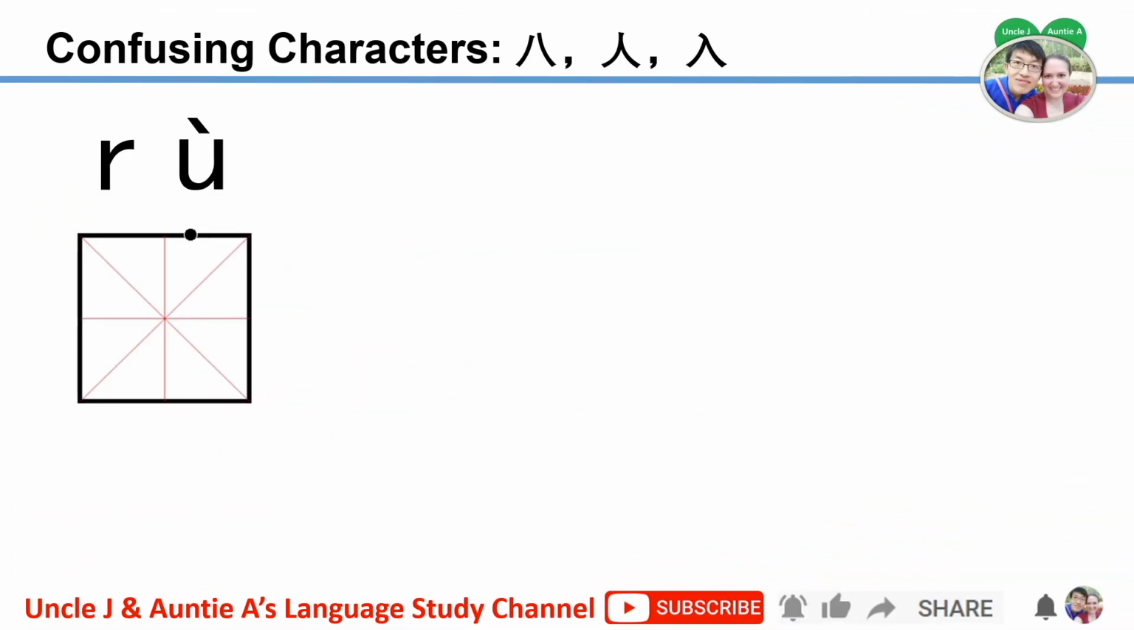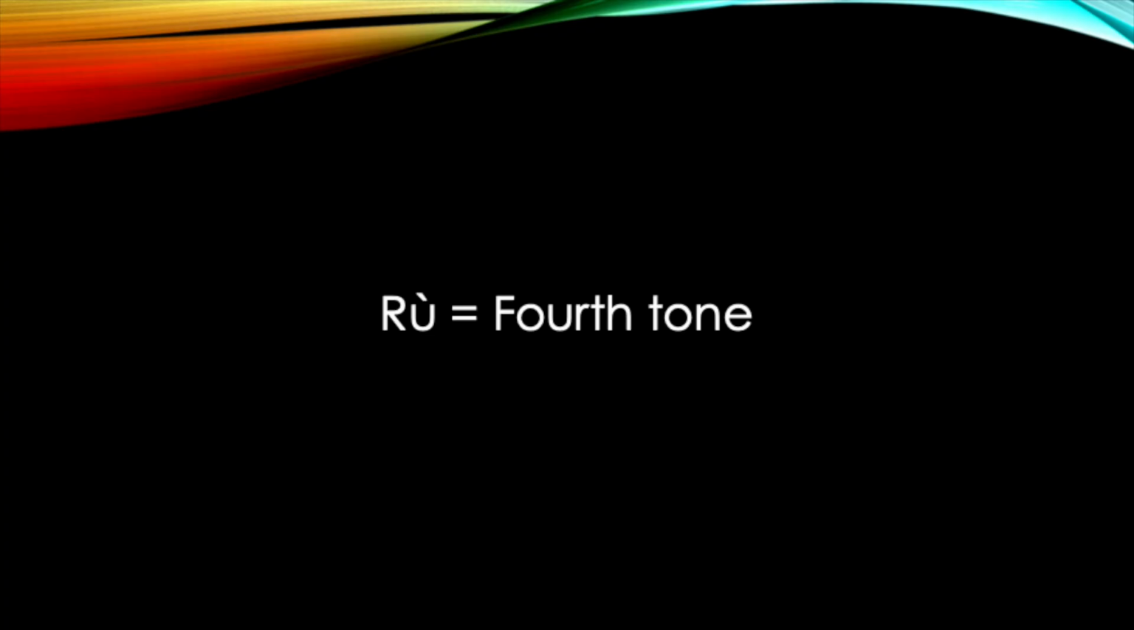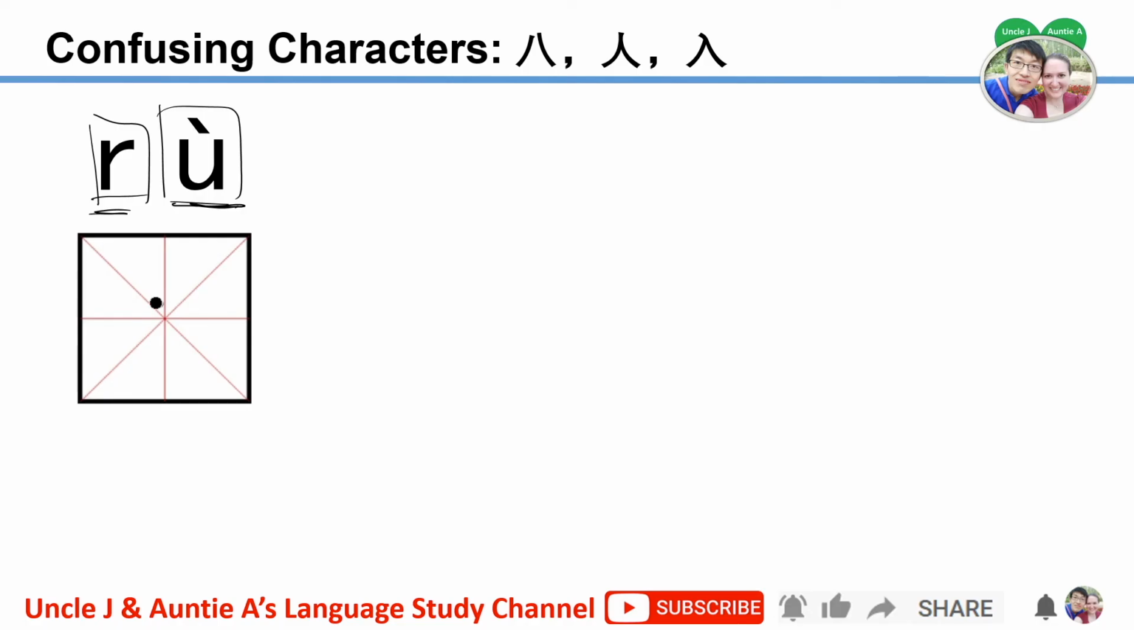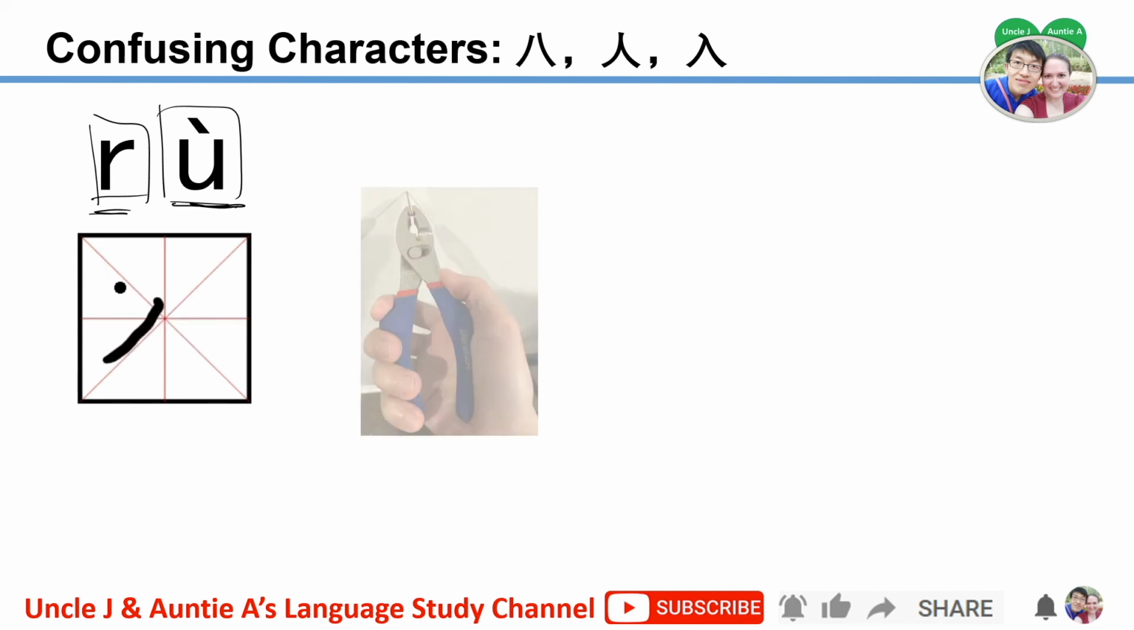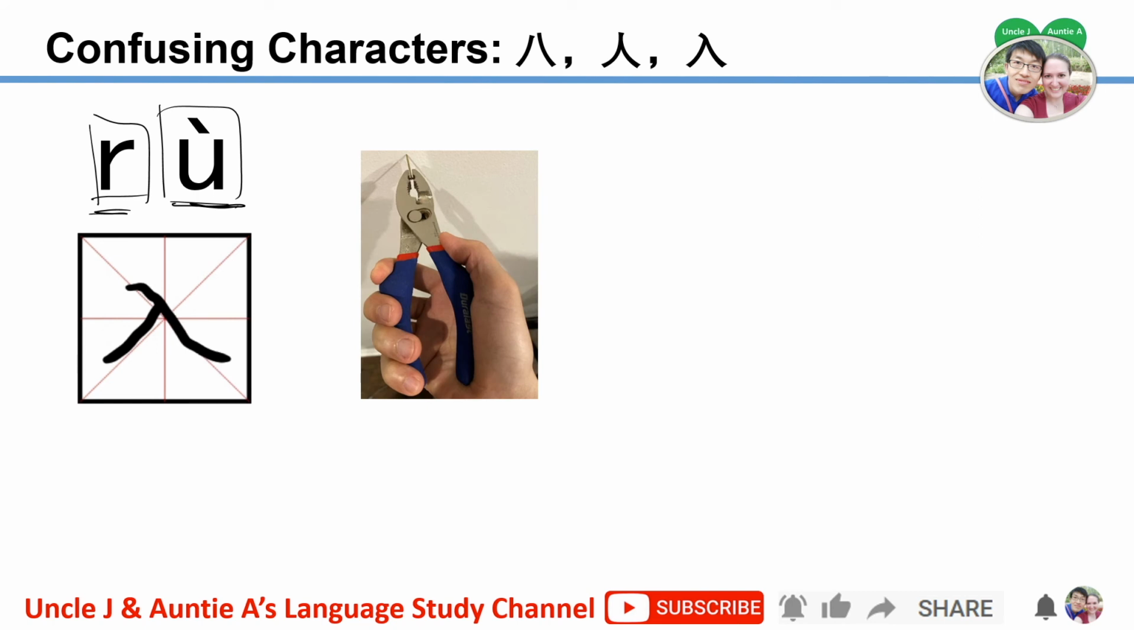And then the last one is 入. R-U, 入, first tone, means enter. What does it look like? Left falling, right falling. But this time the right side is a bit longer. Why does it look like this? This is Uncle Jay holding a pair of pliers trying to push a nail into the wall. So that's the shape of entering. If you want to let the nail enter the wall, you have to hold it and press it.